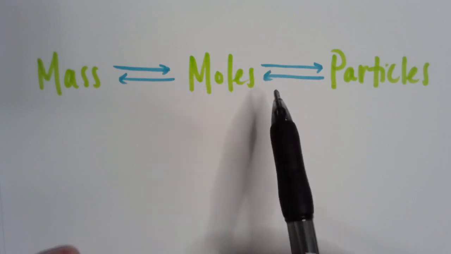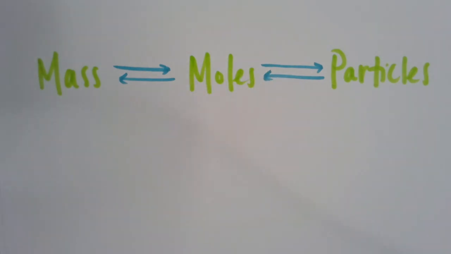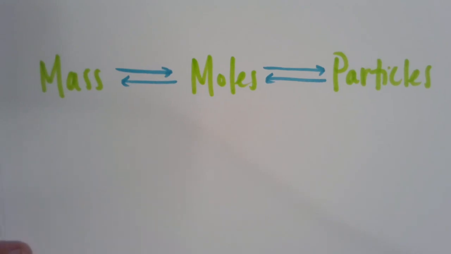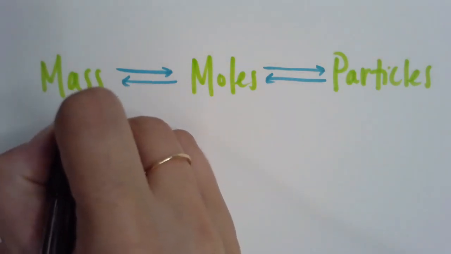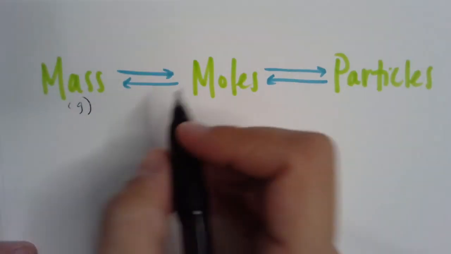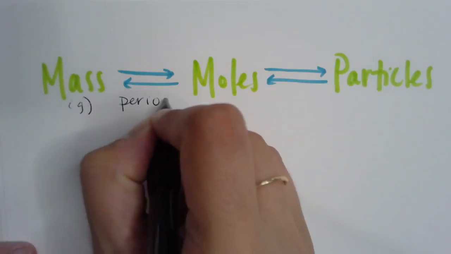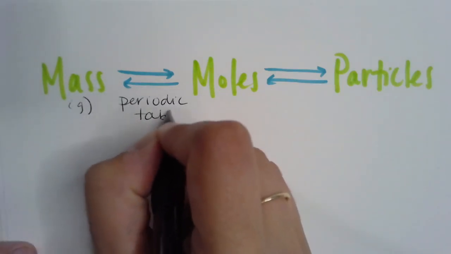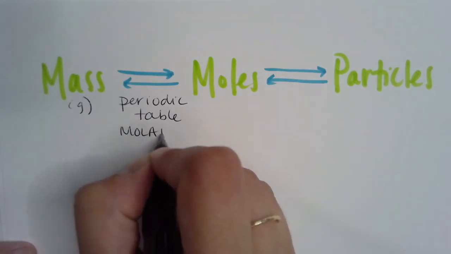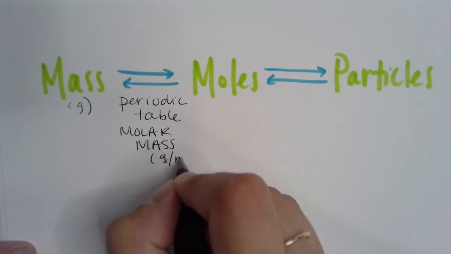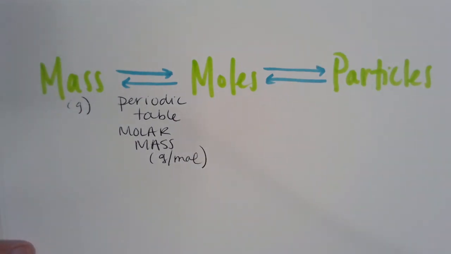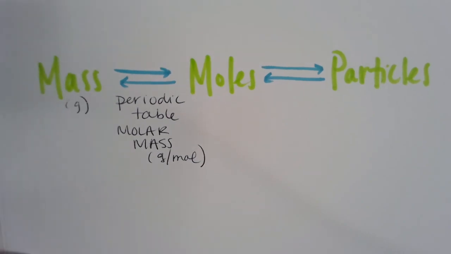If you don't know how to do a problem, always convert to the number of moles first, because you're probably on your way to solving the problem correctly. When I want to convert mass to the number of moles, and of course mass is going to be in units of grams, we have to use the periodic table and look up the molar mass. And molar mass, don't forget, is always in units of grams per 1 mole, or just grams per mole.